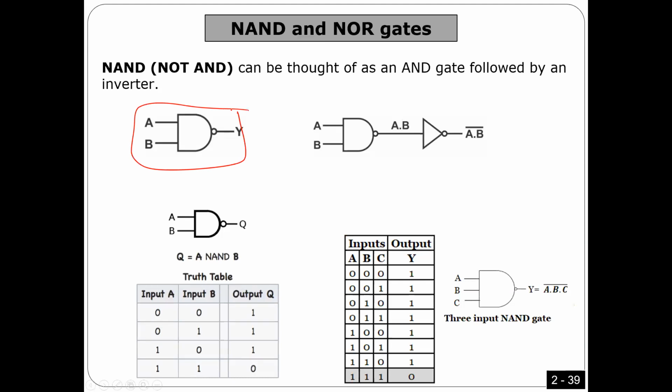Wait a second. This symbol is exactly similar to AND, right? So this is A, B, and Y, but you put a bubble here. Yes, true. So this is AND without the bubble. With this bubble, it is NAND. And actually, AND and NAND are twins, so there is a small difference between them.